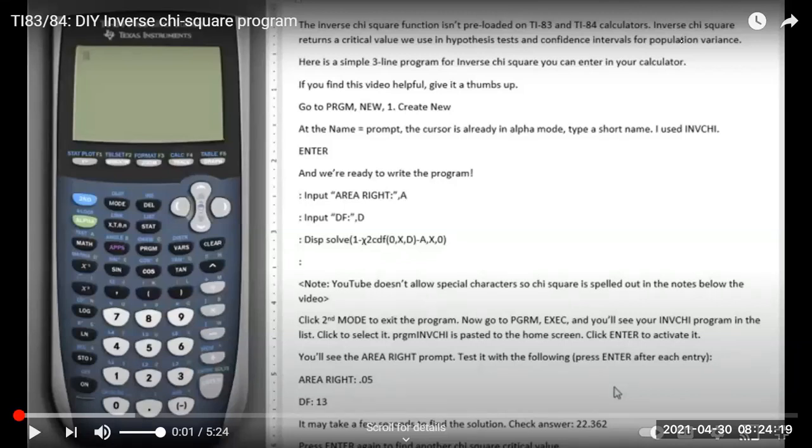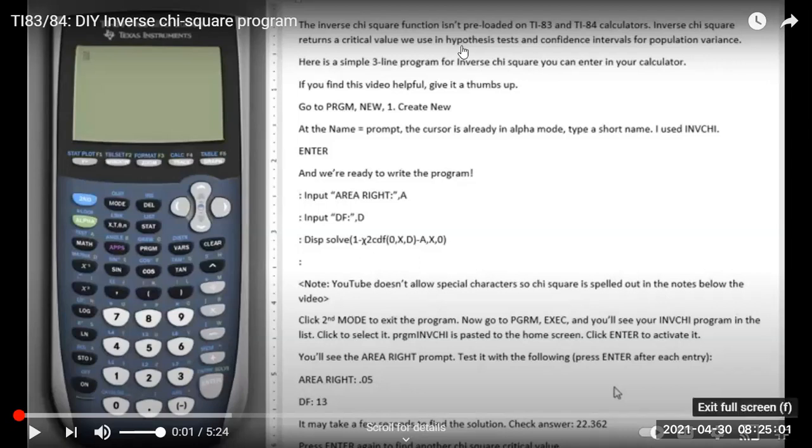While we watch this, you can read here: the inverse chi-square function is preloaded in TI-83 and 84 calculators. Inverse chi-square returns a critical value we use in hypothesis tests and confidence intervals for population variance. This is a simple 3-line program that you can enter into your calculator. What do you do first? You go to Program, then New, and then Create New. This is if you have not done it. If you already have the program on your calculator, you can check.